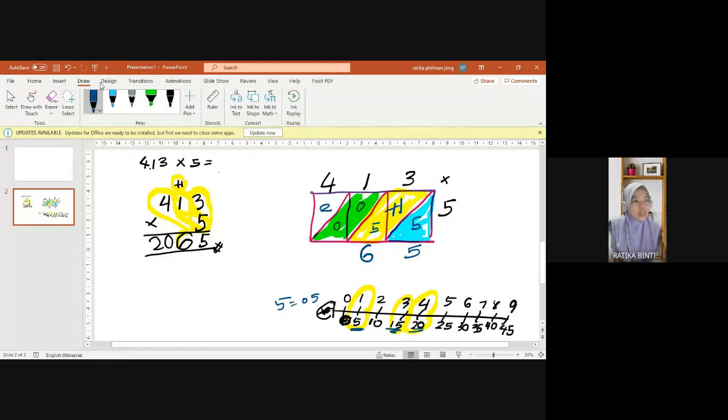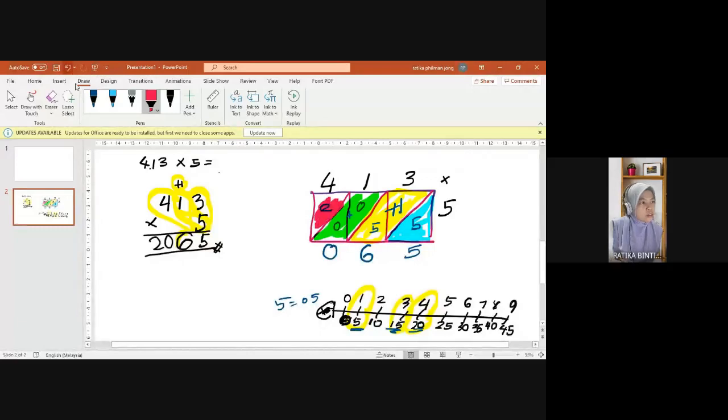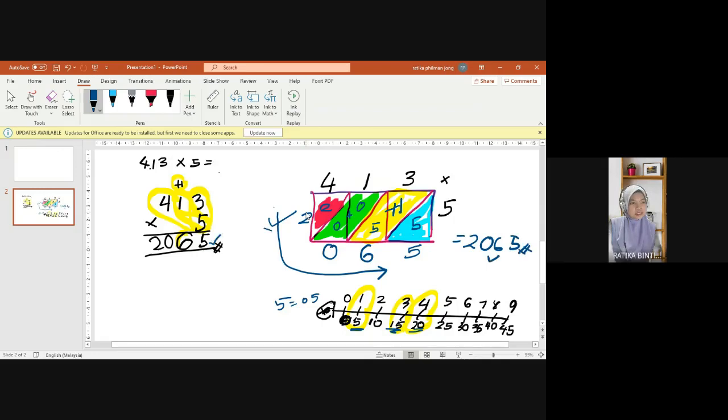We add 0 plus 0 is equal to 0. Next one, the last one is this one. Are there any other numbers? No. So, this one is 2. How to write down the answer is we write from this side, going over here. So the answer is 2065. The same, right? Okay, now let's move to division.